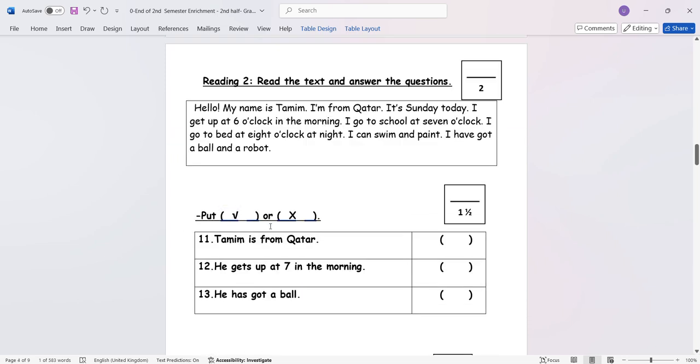Okay, we put right or wrong. Number 11. Tamim is from Qatar. We check the text. Yes, Tamim is from Qatar. That's right. We put here right. Okay, number 12. He gets up at 7 o'clock in the morning. Let's check. Does he get up at 7 o'clock in the morning? No. Here we can see I get up at 6 o'clock in the morning. So the answer here is no.